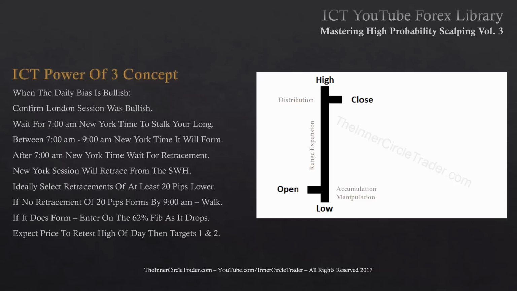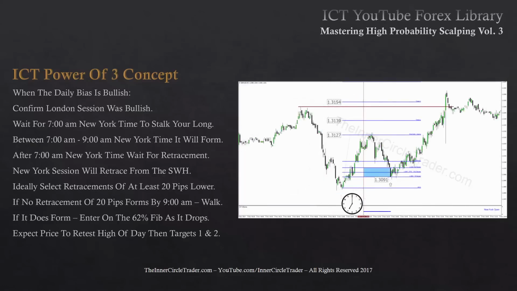Expect price to retest the high of the day or the previous day's high, and then look for targets 1, 2, and symmetrical price swing on the fib. As you can see, here's an example, and I have a vertical line here. This is delineating 7 o'clock in the morning New York time, or the beginning of the New York session.